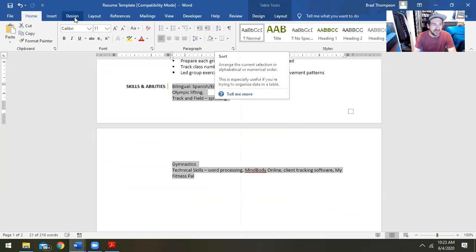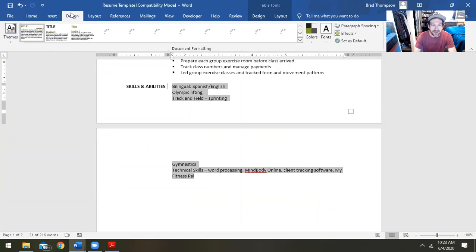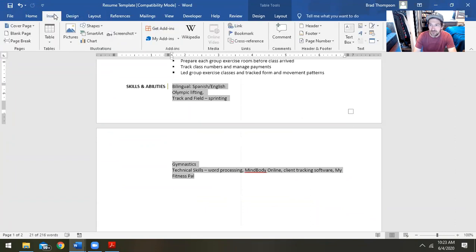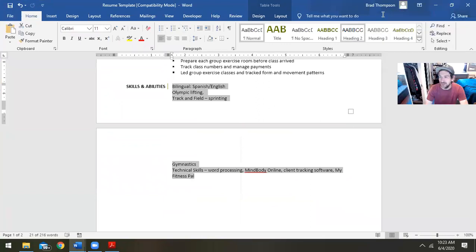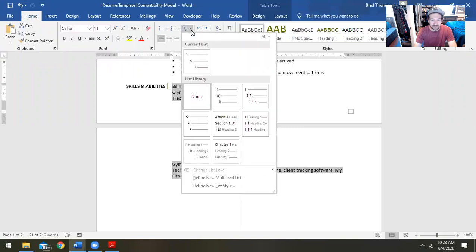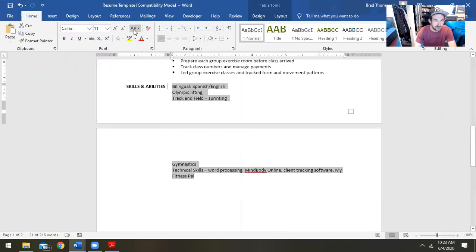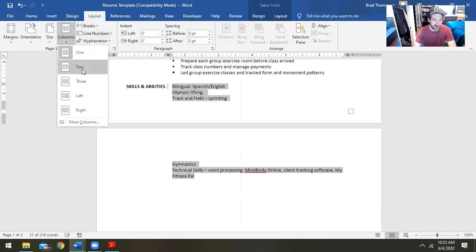Is it this one? Layout. Give me a second. I gotta find the columns button. I never remember where this stuff is. Is it hiding behind me? No. Where the? That's not it. There. Over to the left. Columns, thank you. Boop.